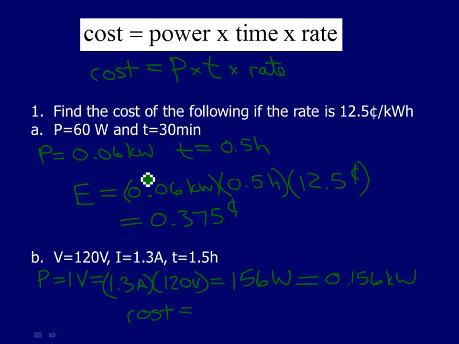We're in the same question. We're A and B, so we're going to assume the rate's the same. We're going to assume the rate's still 12.5. So cost is power, 0.156 kilowatts times 1.5 hours times 12.5 cents. And how much did it cost to run this machine? Jewel, what do you got? 2.925 cents. We've probably got extra digits here because we really only know the time to 2 digits. So 2.9 would be fine, but that's okay.